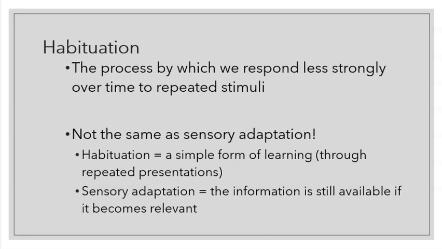Okay, so habituation is a simple form of learning, and this is through repeated presentations. Whereas with sensory adaptation, the information is still available if it becomes relevant. Okay, so they're very similar, but habituation is more a way of learning. Now, with habituation, we get a decrease in the strength of the response to the repeated stimulus. So the first time you walk in your smelly house, you'll have a big reaction. Next time, you'll have a smaller reaction. Until eventually you'll have no reaction, because you've learned to live with the smell.